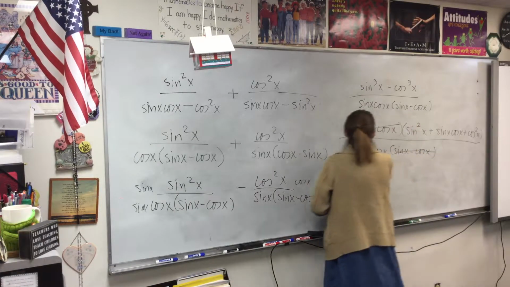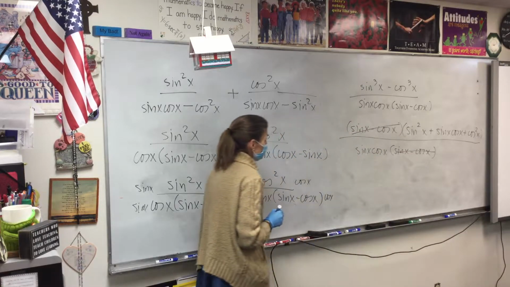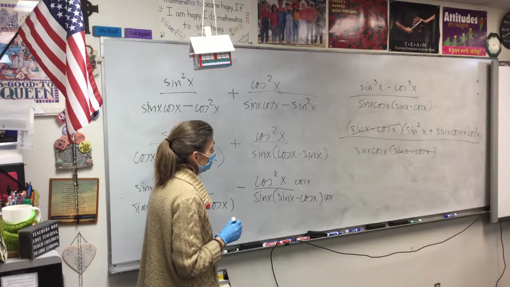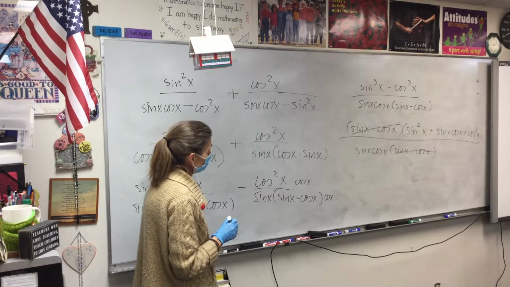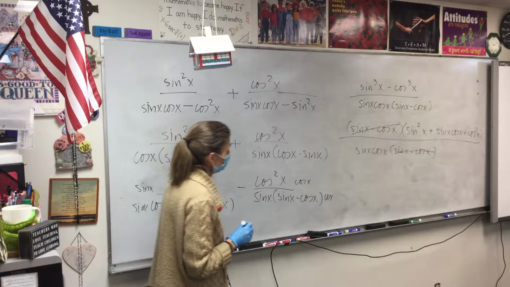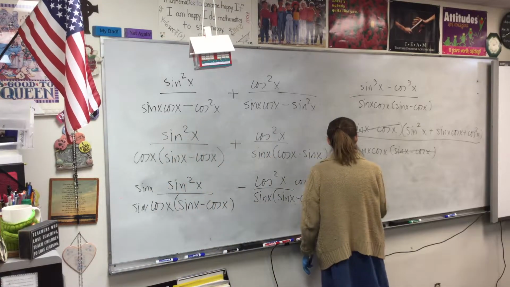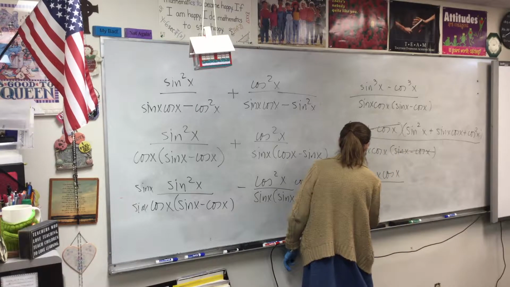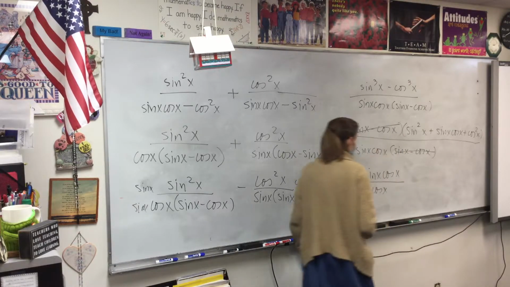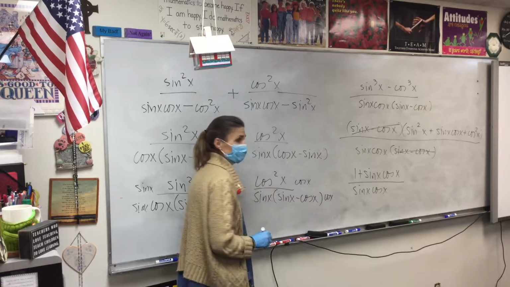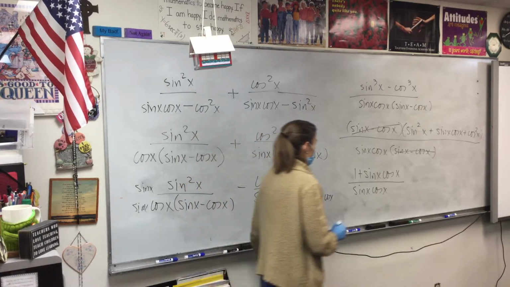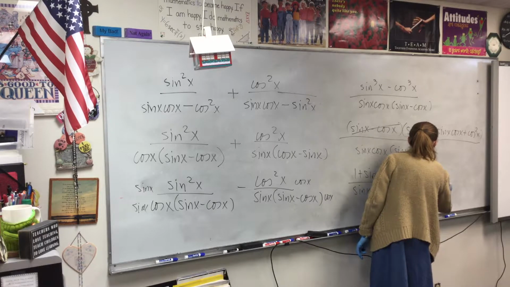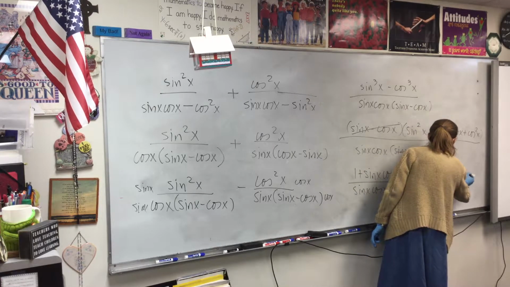Now, this part cancels. So what are we left with on the top? 1 plus sine cosine over sine cosine. Now I'm going to split that and write it as 1 over sine cosine plus sine cosine over sine cosine.